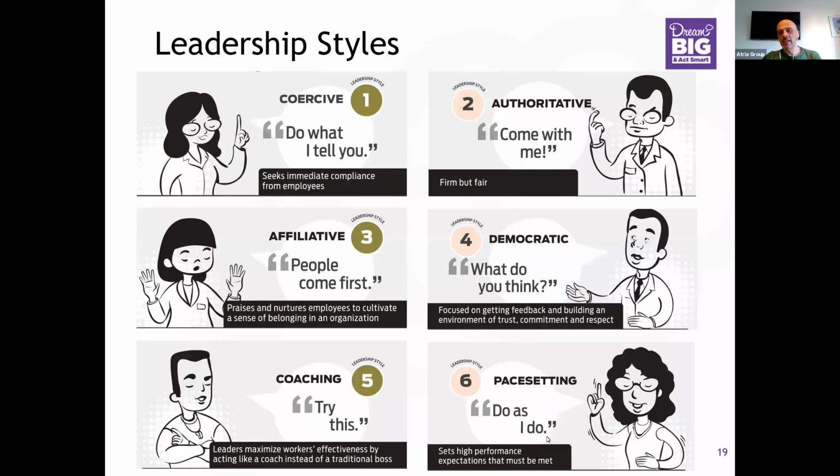And the last one is a pace setting style, where we set high expectations based on our own example and put high standards.